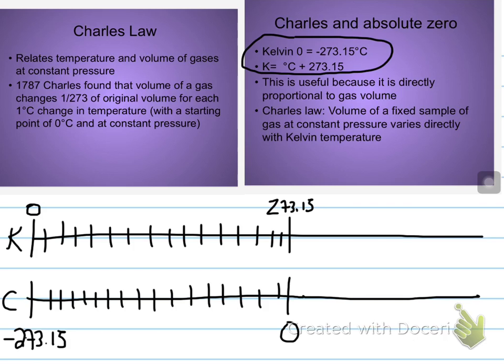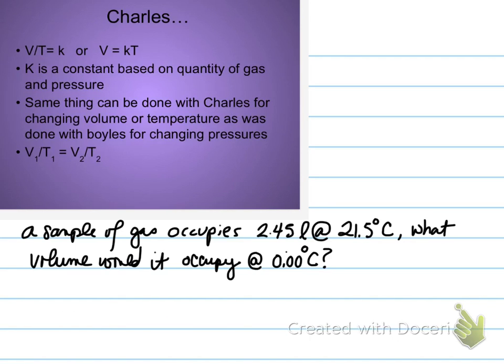Let's do 2 things. Let's first look at the actual formula for Charles' law and how it relates to changing temperature and volume. And let's look also at some of those temperature conversions, because they're simple, but they do trip people up. A sample of gas occupies 2.45 liters at 21.5 degrees Celsius. What volume would it occupy at 0.00 degrees Celsius? First thing we have to do is what to our temperatures? Put them in Kelvin.